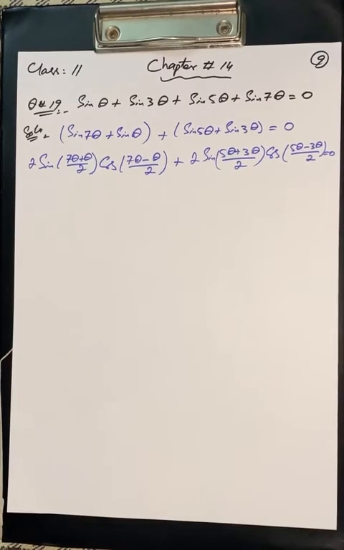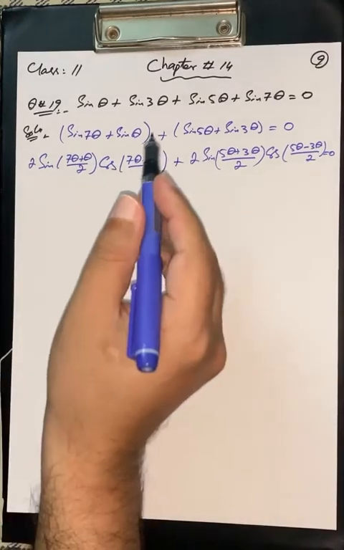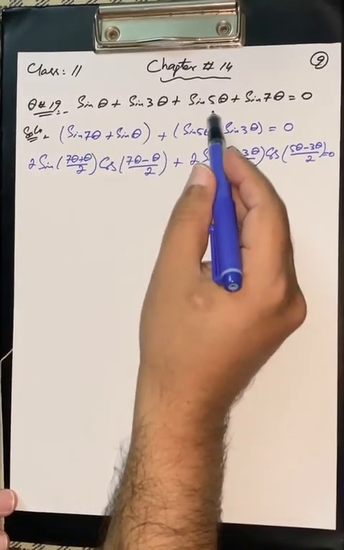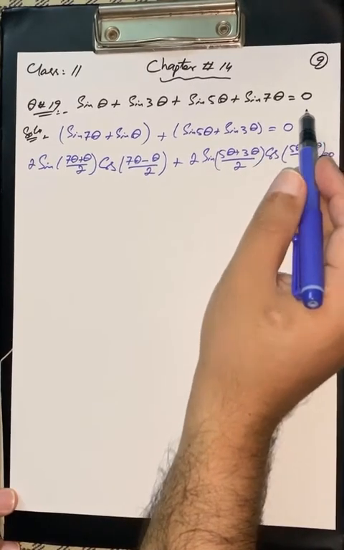Assalamu alaikum students. Now we start question number 19 of chapter number 14. As I read the question: sine theta plus sine 3 theta plus sine 5 theta plus sine 7 theta equals 0.